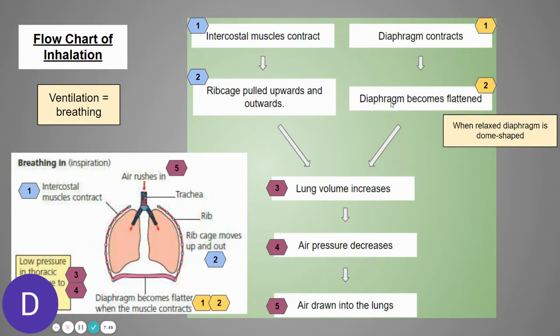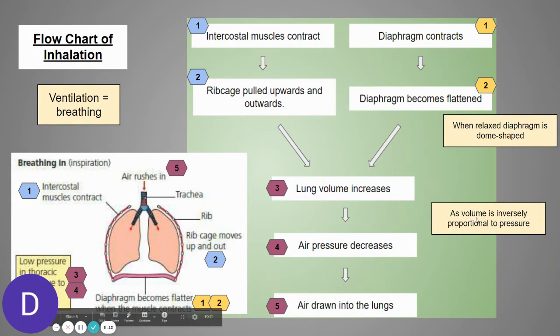The other thing I've left off in the flowchart is the idea that the diaphragm is dome-shaped when it's relaxed, and I think that's probably something we should include. Otherwise, without it, you might say, well, if it's become flattened, what was it before? I've mentioned here that, look, as a general rule of physics, as volume increases, pressure decreases. Volume is inversely proportional to pressure. So look, whenever you've got a volume increasing, automatically the pressure will decrease.